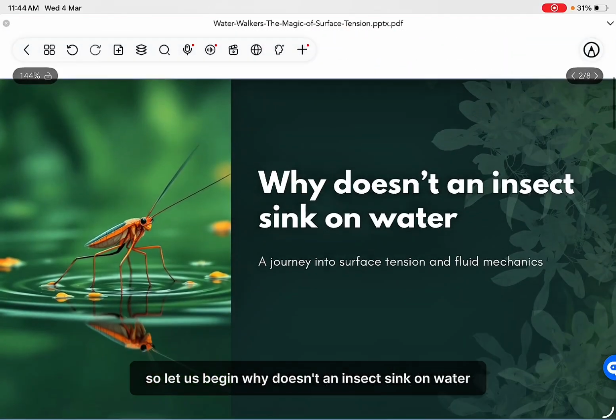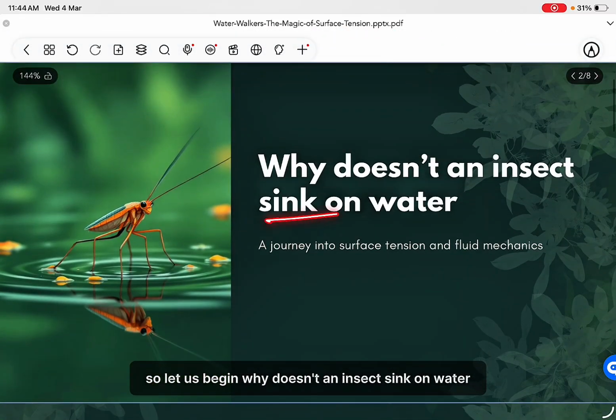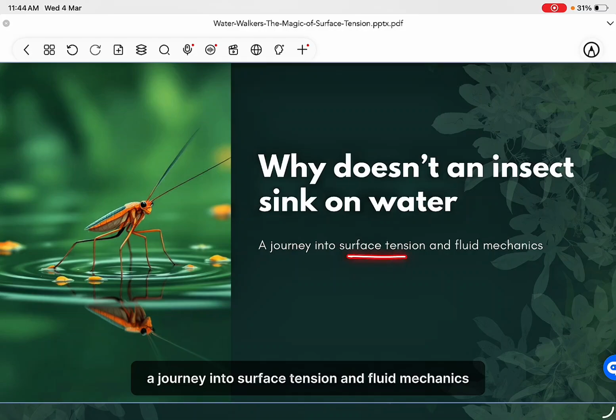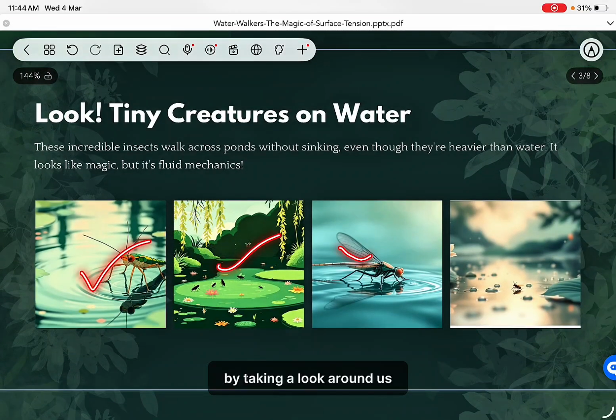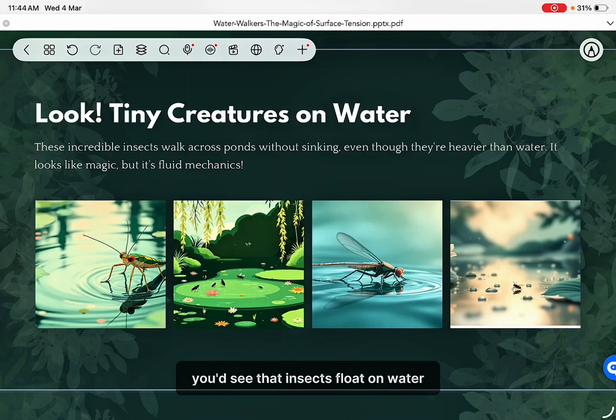So, let us begin. Why doesn't an insect sink on water? A journey into surface tension and fluid mechanics. By taking a look around us, you would see that insects float on water, which kind of looks like magic, but it's actually pure fluid mechanics.